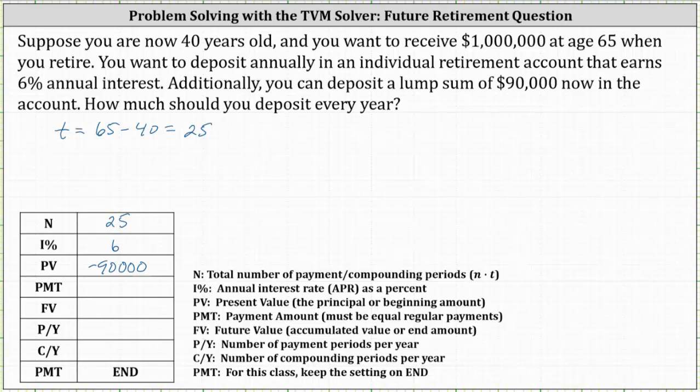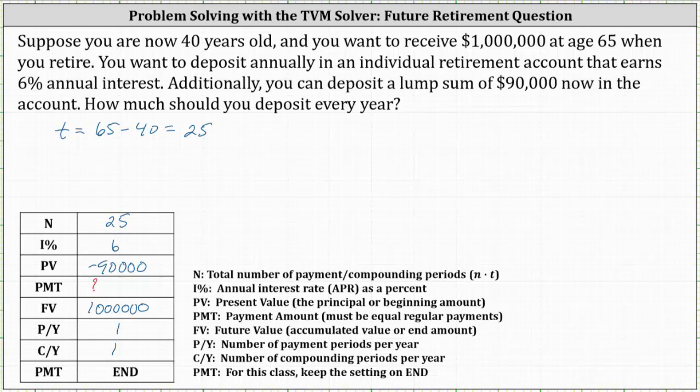PMT stands for the annual payment, which is what we are solving for. FV stands for future value, which is the $1 million that you want to receive. Because you want to receive $1 million, the future value is positive $1 million. PY and CY are always the same. PY stands for the number of payments per year, and CY stands for the number of compounding periods per year. In this case, they're both 1.